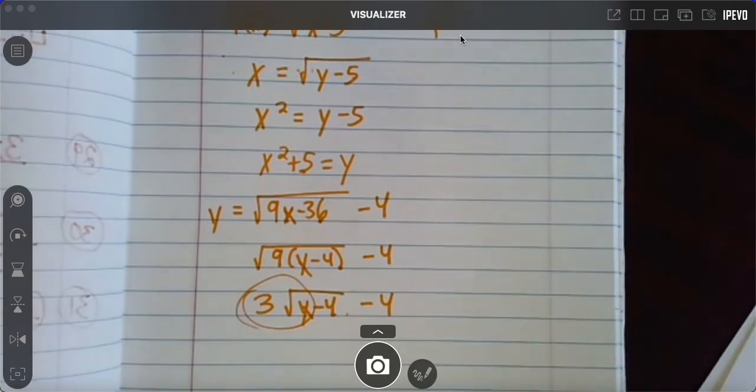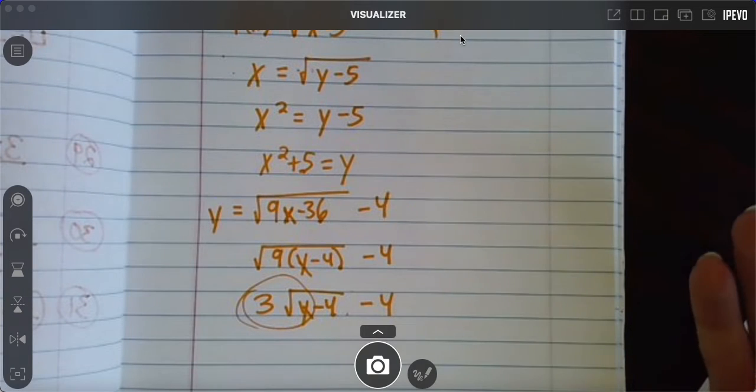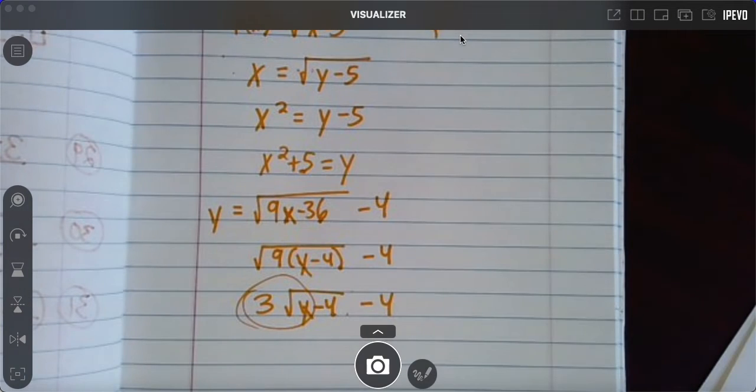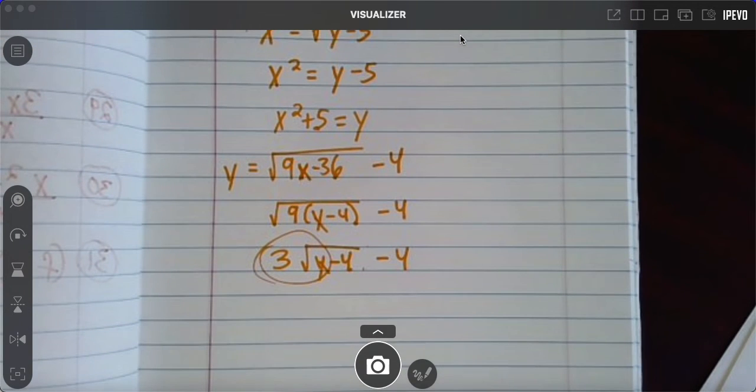Here we go. This one's not on there, but there were no real roots. You can't take a square root of a negative number. Number 1 was no real roots. Number 2 on short answer, I think there's one. It's more like number 4.